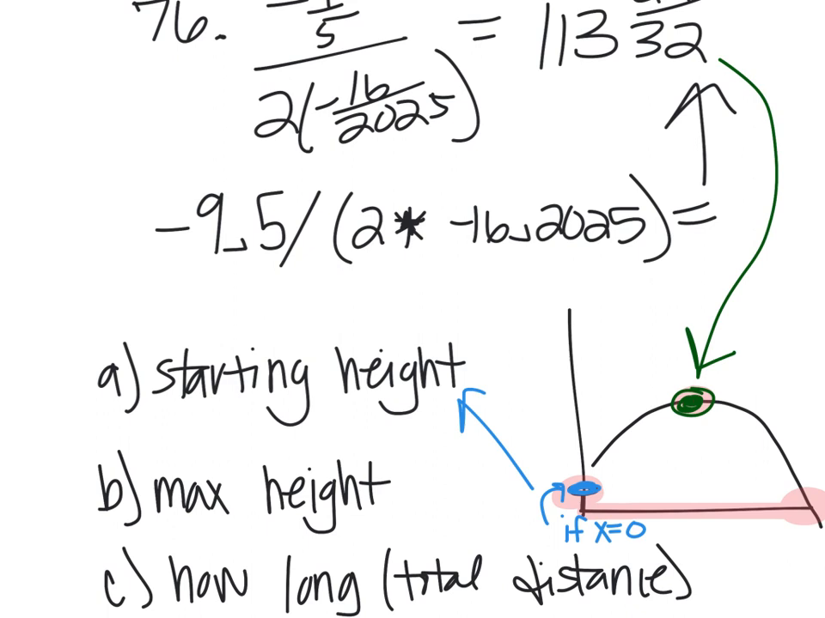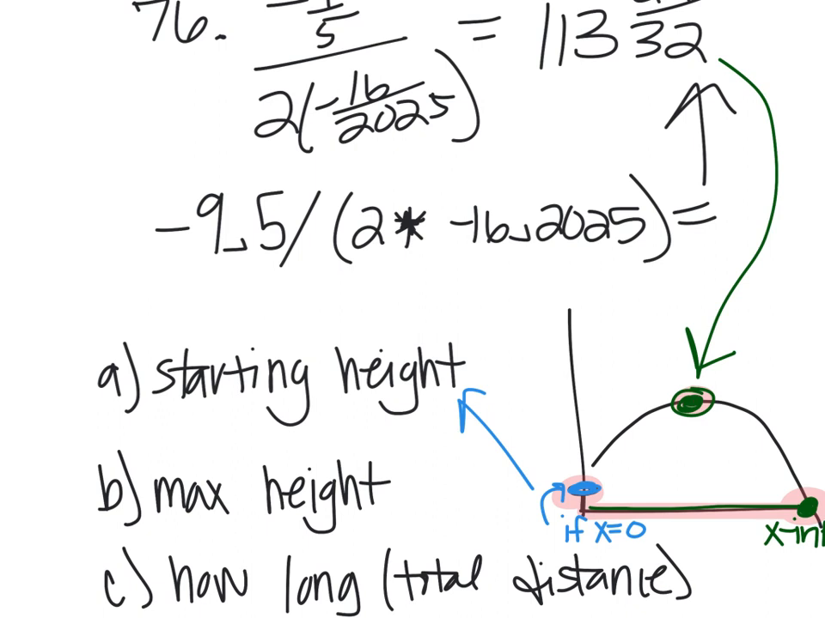And then how long, what's this total distance? So we want to find this x-intercept over here. And in this case, whenever there's anything with fractions, I would use the quadratic formula to find that x-intercept there. So those are the 3 things it's asking you for. Hopefully that helps, but if not, as always, please let me know.